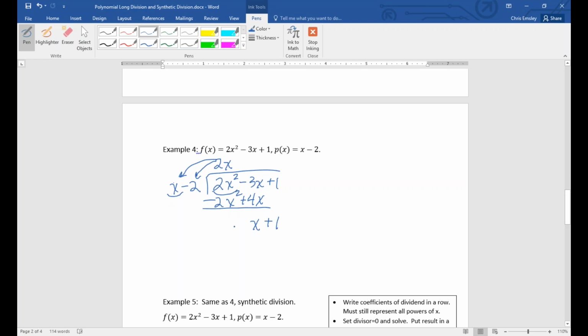What would I multiply x by to turn it into x? That almost sounds like a trick question. It'd just be multiplied by 1. Then distribute that 1 down. I get x minus 2. Draw the line and change the sign. That's my new phrase for subtraction. Then our remainder is 3. So our answer this time, the quotient, is 2x plus 1, and our remainder is 3. Again, we could write that 2x plus 1 plus 3 over x minus 2.